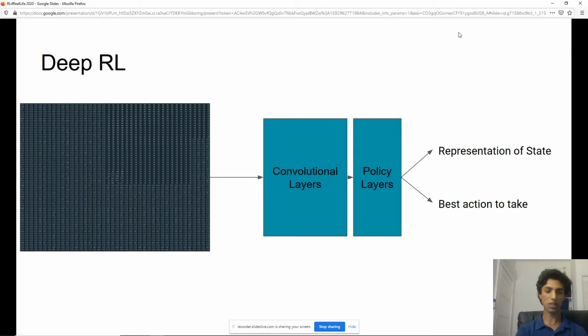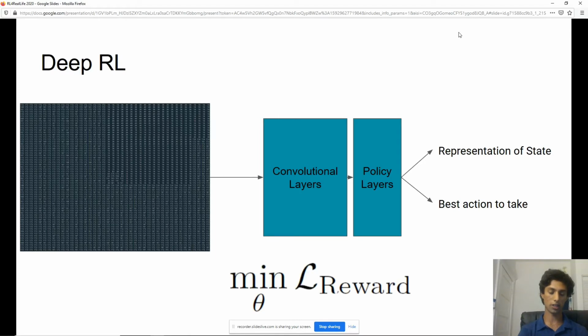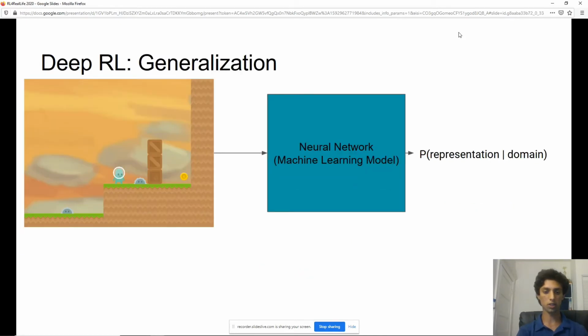Of course, it really looks more like this. There's no nice image. It's just an array of numbers. And the neural network is actually split generally, and in the case of visual reinforcement learning, almost always into policy layers and convolutional layers. Once again, outputting the representation of the state and the best action to take. And it minimizes some loss function that varies based on the reinforcement learning algorithm you pick, but it maximizes its eventual reward.